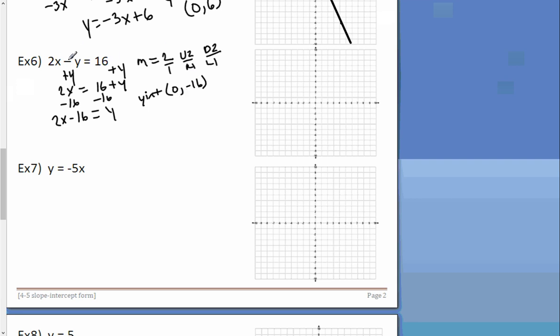So remember how to do the graph using the x and y intercept. Cover up the y. 2x equals 16. So x is 8. If you're not sure what I'm doing, go back to the x and y intercept lesson. And then cover up the x number, -y equals 16, so y is -16. Well, that's not going to help me either, is it? Because it's off the graph, right?